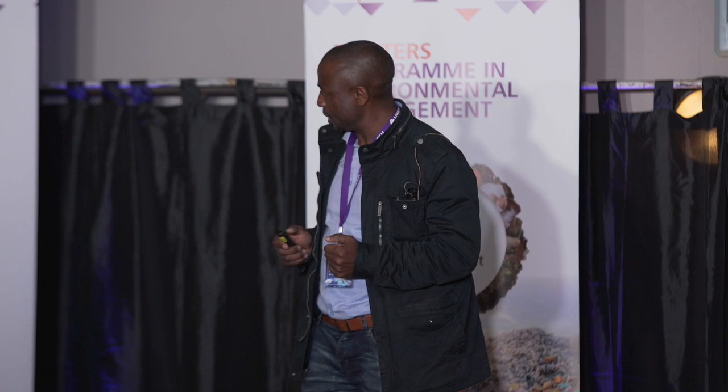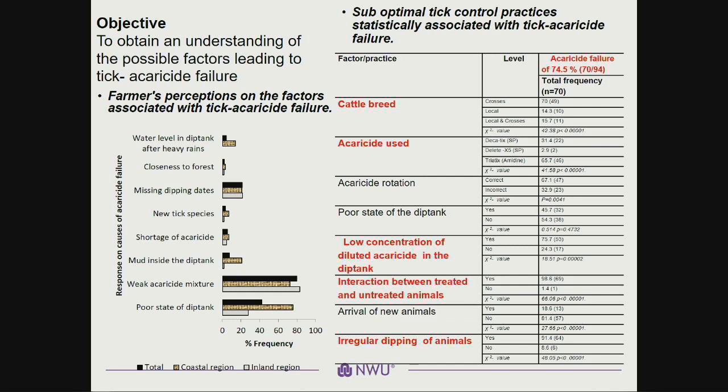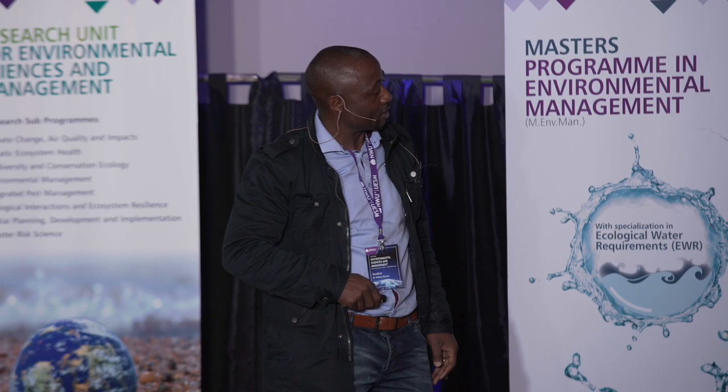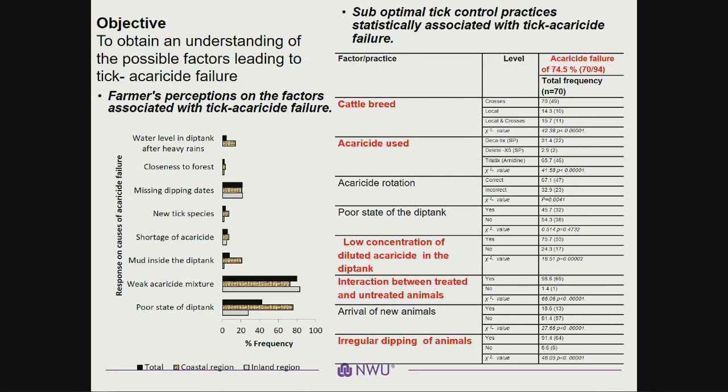A semi-structured questionnaire was administered to the farmers during the dipping times to collect data on on-farm use of acaricide as well as the practices that may affect acaricide usage. To summarize the results, we observed that the farmers believe that the weak acaricide mixture, poor state of the dip tank, and missing dip dates account for the acaricide resistance.